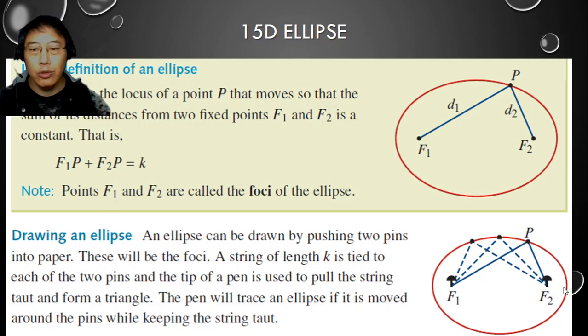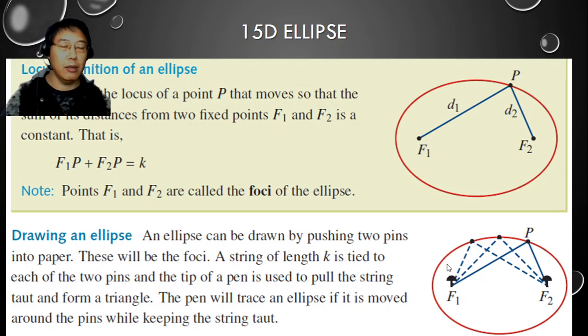So you would use two pins in a piece of paper. You will have a fixed length k of string. You'll tie it up, and with the tip of the pen you pull the string straight to maintain that length constant and to form a triangle. You move it along, and you will form the curve that is the ellipse.